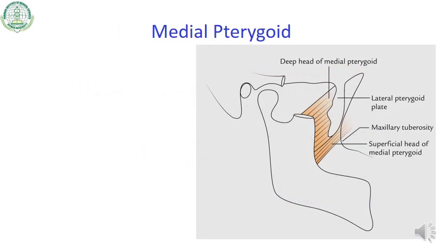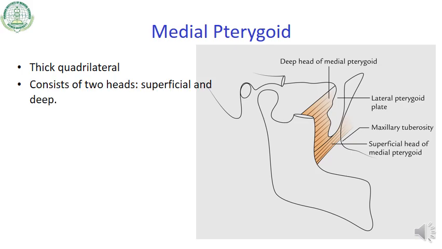Now coming to the last of the principal muscles of mastication, that is medial pterygoid. This medial pterygoid is a thick quadrilateral muscle which is present, as you can see, on the medial aspect of the ramus of the mandible as well as on the medial aspect of the lateral pterygoid plate. It consists of two heads, superficial and deep. Whatever you are seeing, this is the deep head and this one is the superficial head.